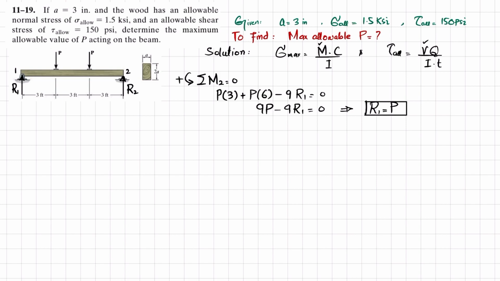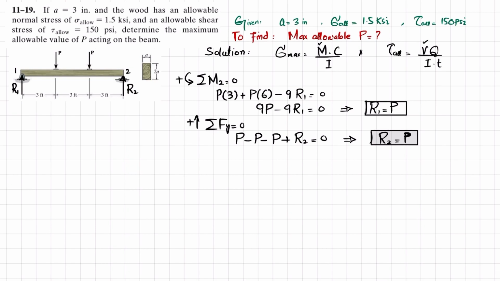Similarly, you can apply another equilibrium condition, that the sum of all forces along the y direction must be equal to 0, taking upward force as positive. So R1 minus P minus P plus R2 is equal to 0. R1 is P, so P minus P minus P plus R2 is equal to 0. From here you get R2 is also equal to P.